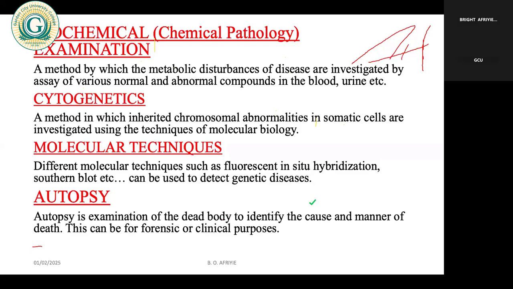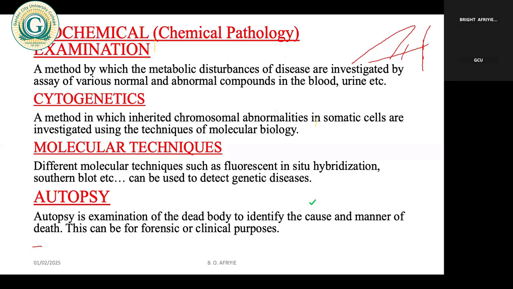Okay, then we have cytogenetics, where we are looking at chromosomal abnormalities even in somatic cells. So we are looking at aberrations, translocations, inversions, deletions, and all that. And the technique for that will be the molecular technique, where we have the fluorescent in situ hybridization, shortened as FISH. We have the Southern blot, the Northern blot, the Western blot, the PCR, the agarose gel electrophoresis, and the sequencing that can be done.